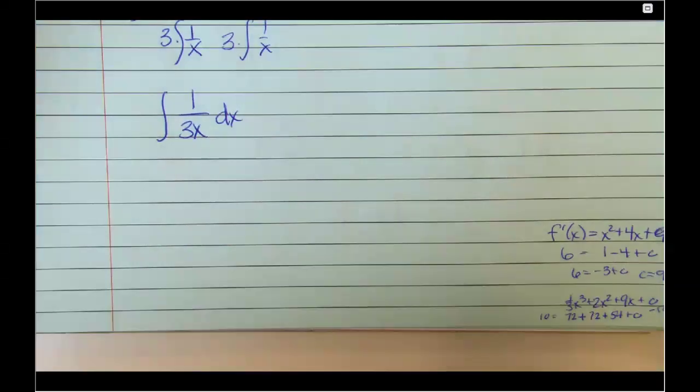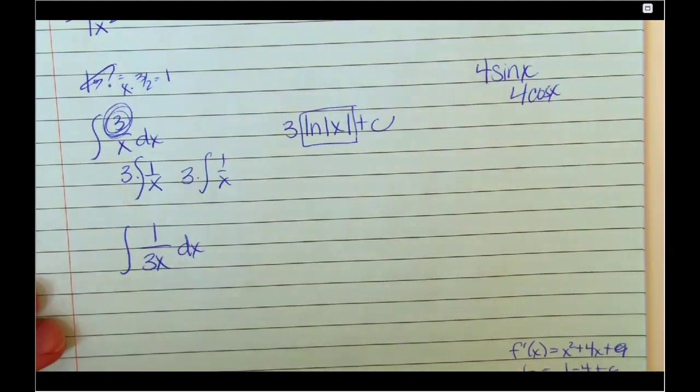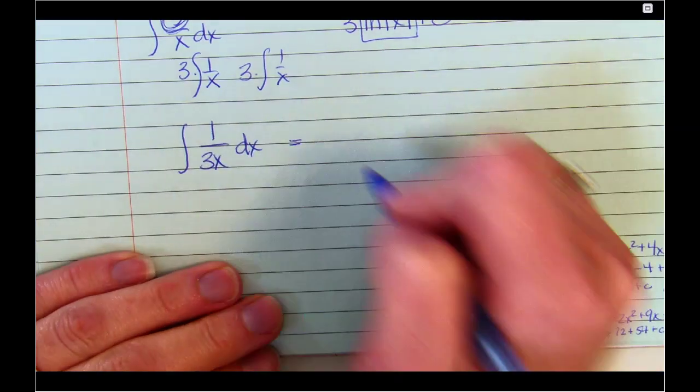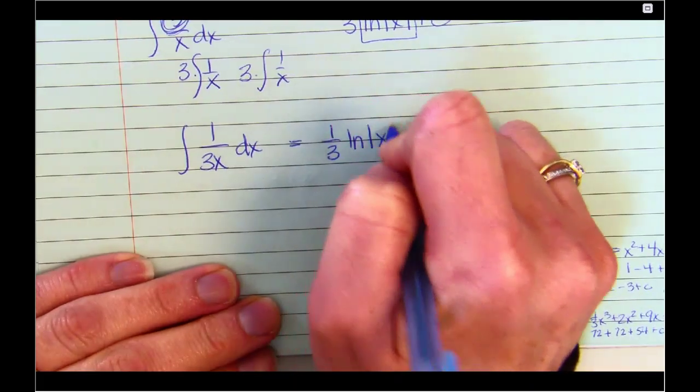Okay, don't do that though. Remember, we just talked about that. It's never x to the negative 1 with the power rule because you can't do that. So what is this one? There's no two answers. Natural log of the absolute value of x plus c.